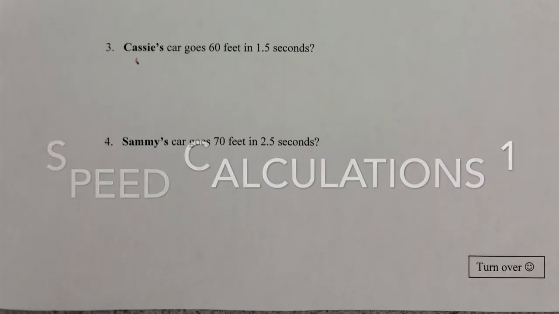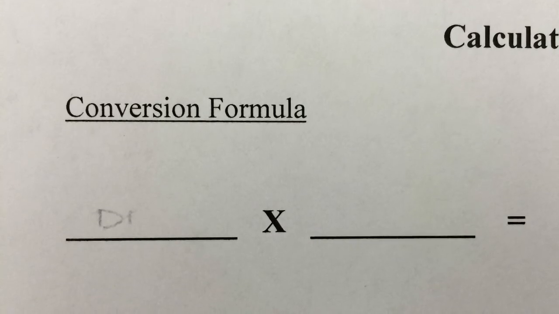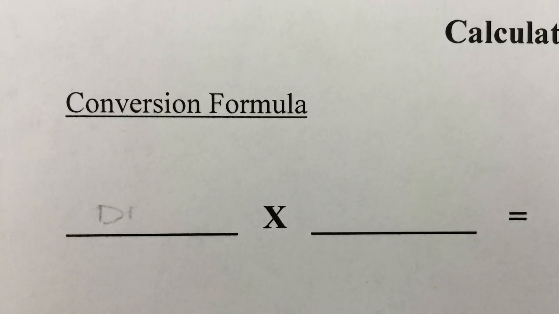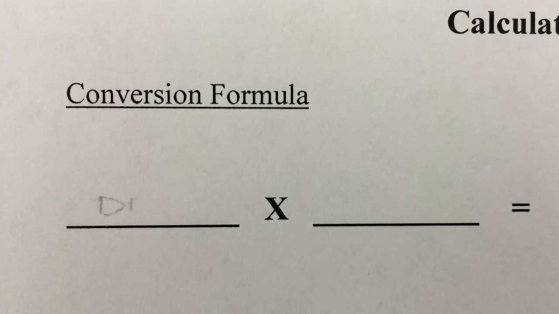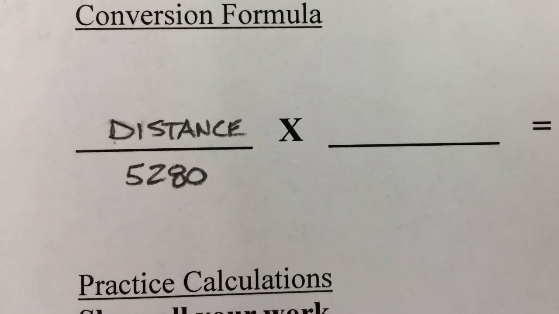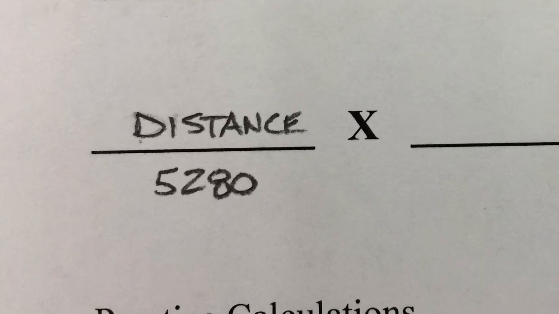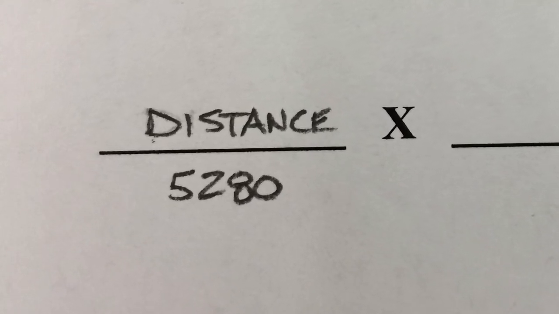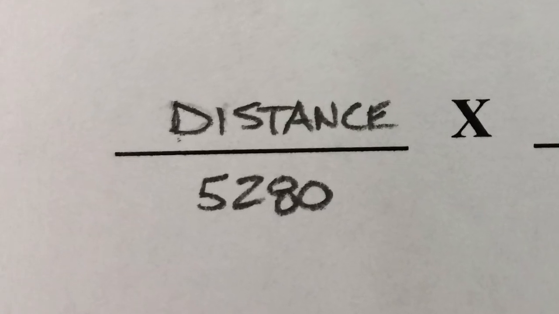So up at the top of your sheet, let's start by writing out the formula, and everybody should know this very well by the end of the unit. Our first fraction is going to be distance divided by 5,280. So we're given a distance in feet, and we want to divide that by 5,280 because there are 5,280 feet in a mile. So that will convert feet into miles.